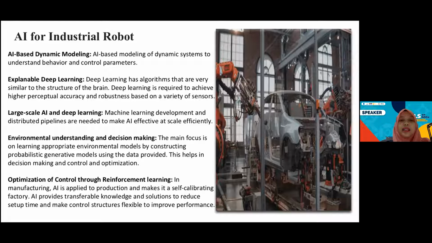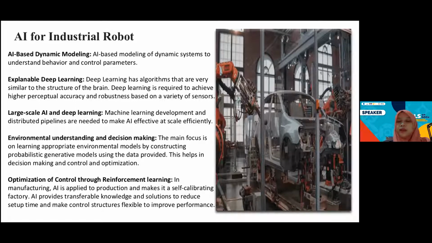In deep learning, it's required to achieve higher perceptual accuracy and robustness based on a variety of sensors. So many sensors embedded in the arm robot or the collaborative robot can send data to the deep learning, and deep learning needs to make a decision support system to control this machine.